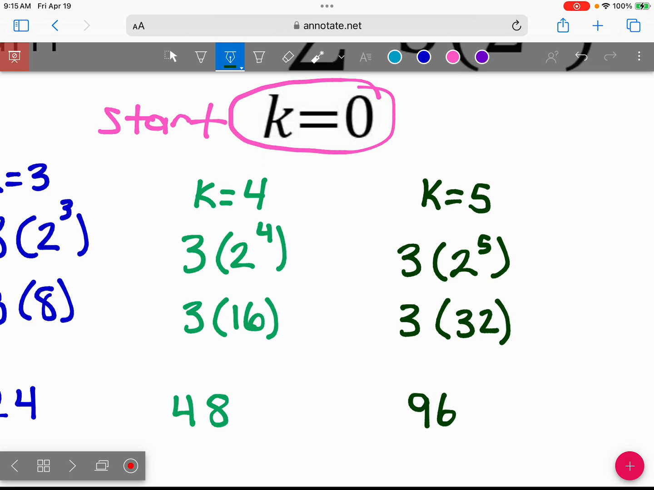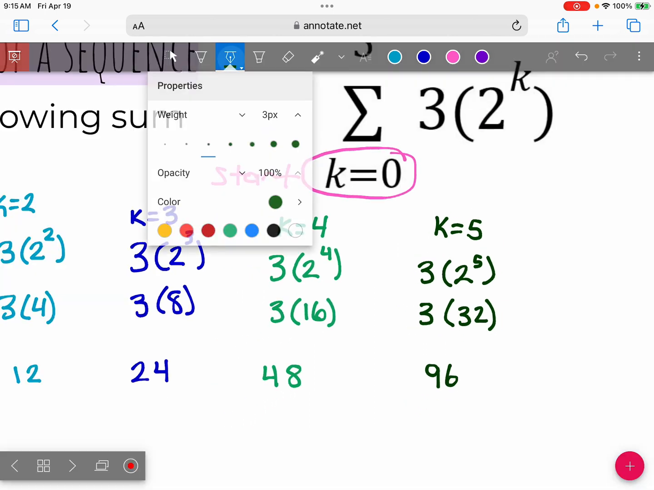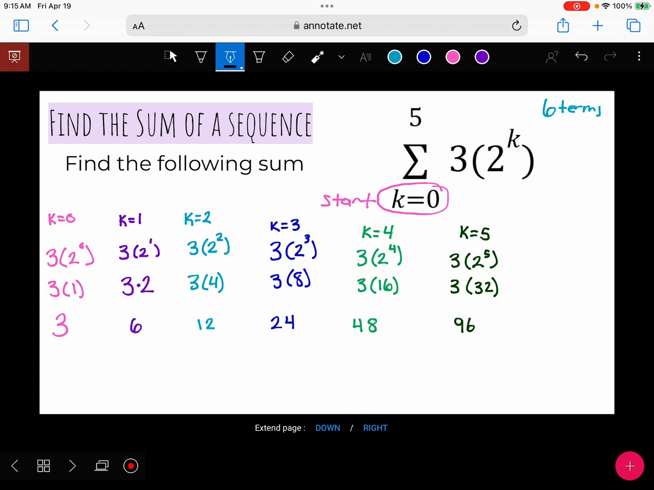Then we're going to remember that the sigma means the sum. So we're going to take all of these pieces and sum them up. So we're going to take 3 plus 6 plus 12 plus 24 plus 48 plus 96 and sum them all up. What do we get when we add all of those together? 189.